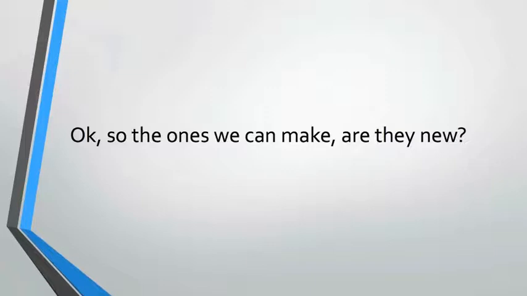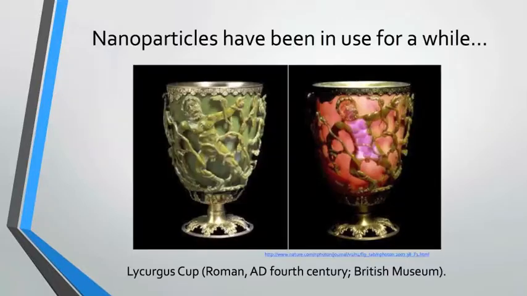Let's talk about the ones that we can make. So that's new technology, right? That's new stuff. Cutting edge. We've talked about nanomaterials. You hear about it in the news. It's all great, all fancy and new. Or is it not really? Because this is a Roman cup from the 4th century. Now you'll see all these lovely colours here. What the Romans did was they imbued the material with nanoparticulate gold.